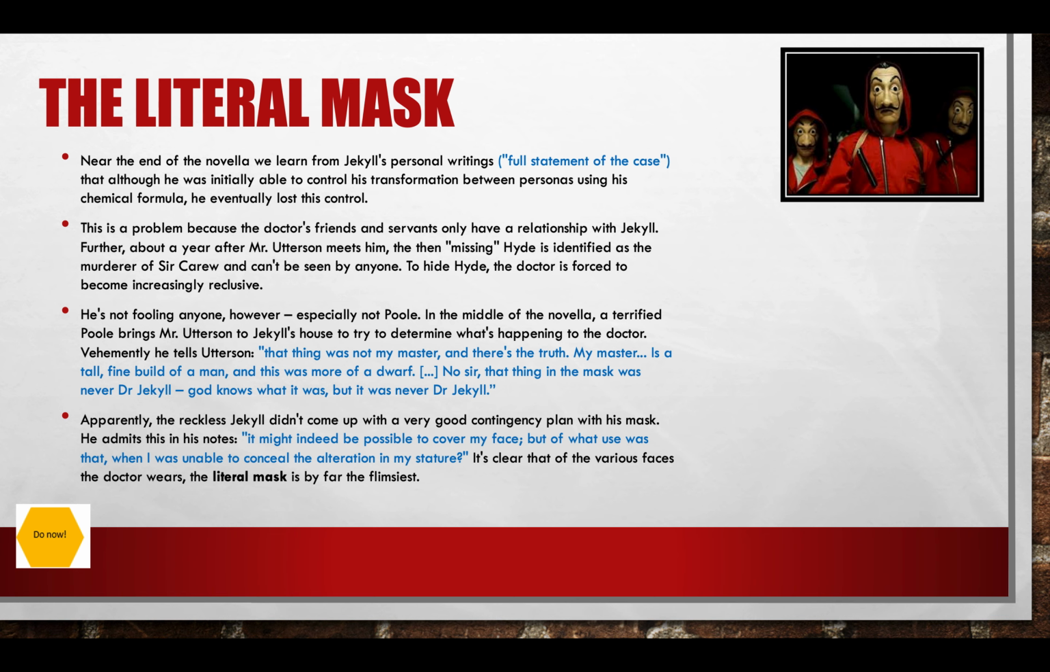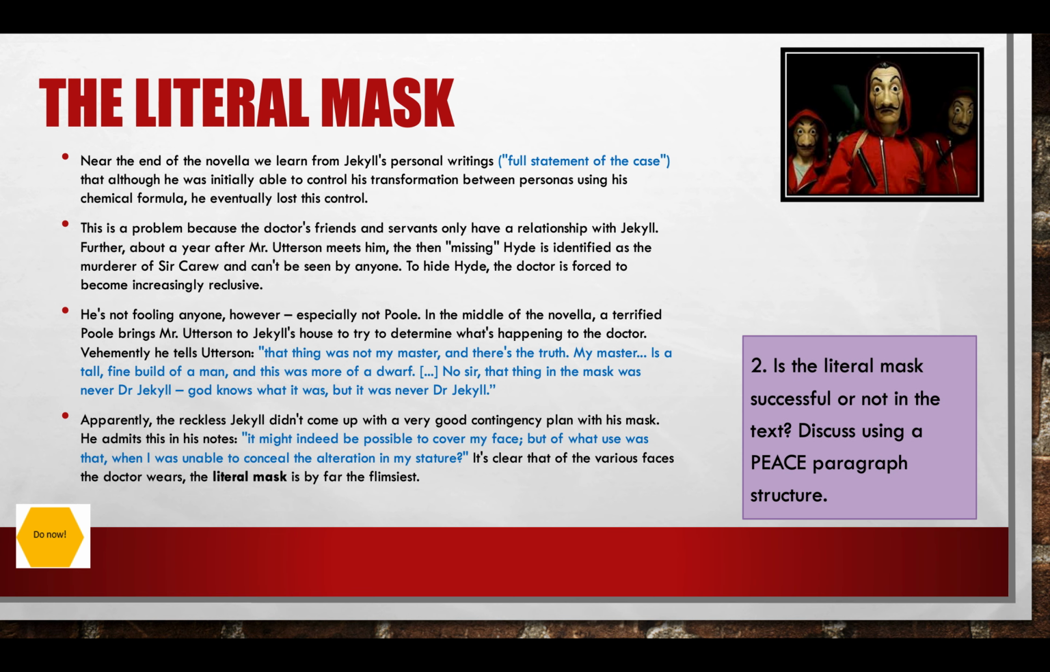Apparently, the reckless Jekyll didn't come up with a very good contingency plan with his mask. He admits this in his notes: "It might indeed be possible to cover my face, but of what use was that, when I was unable to conceal the alteration in my stature?" It's clear that of the various faces the Doctor wears, the literal mask is by far the flimsiest, so the weakest.